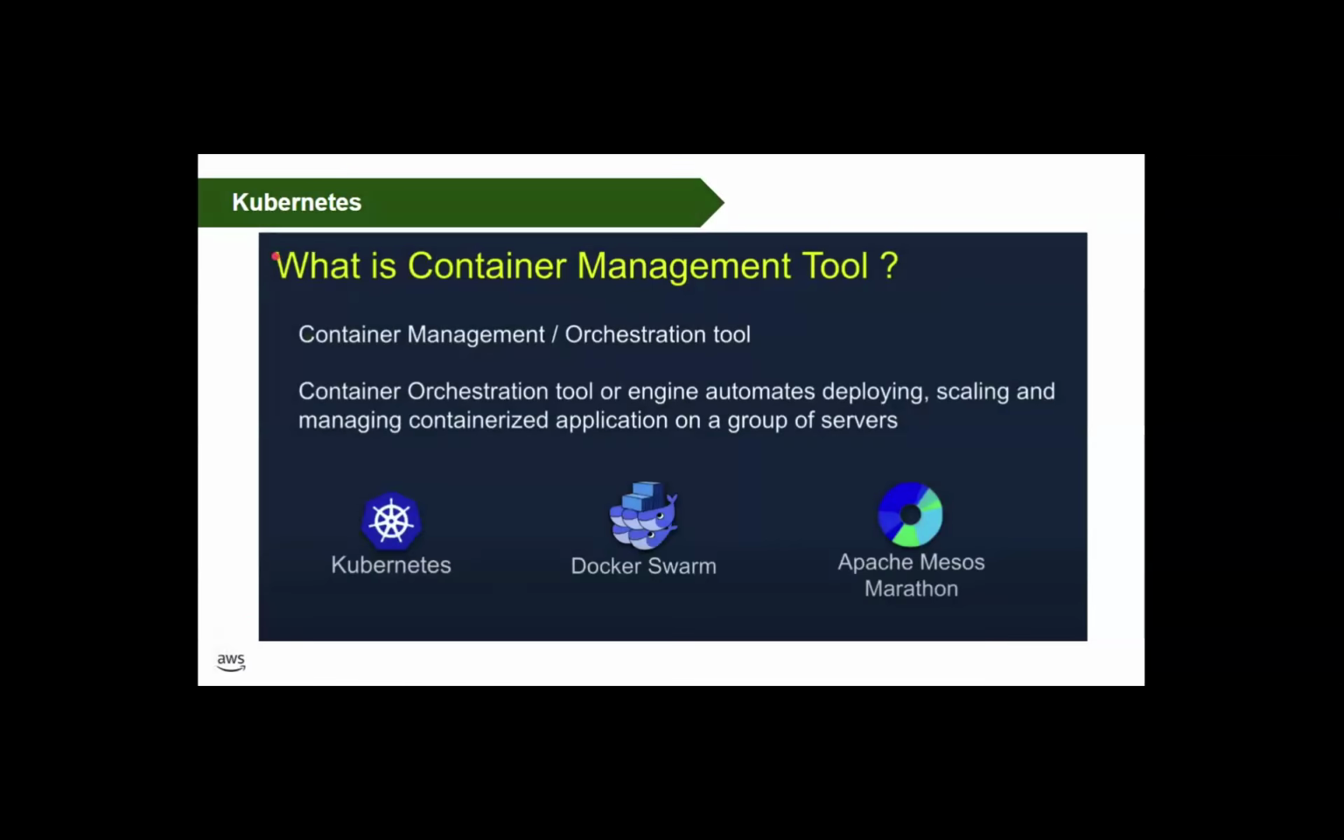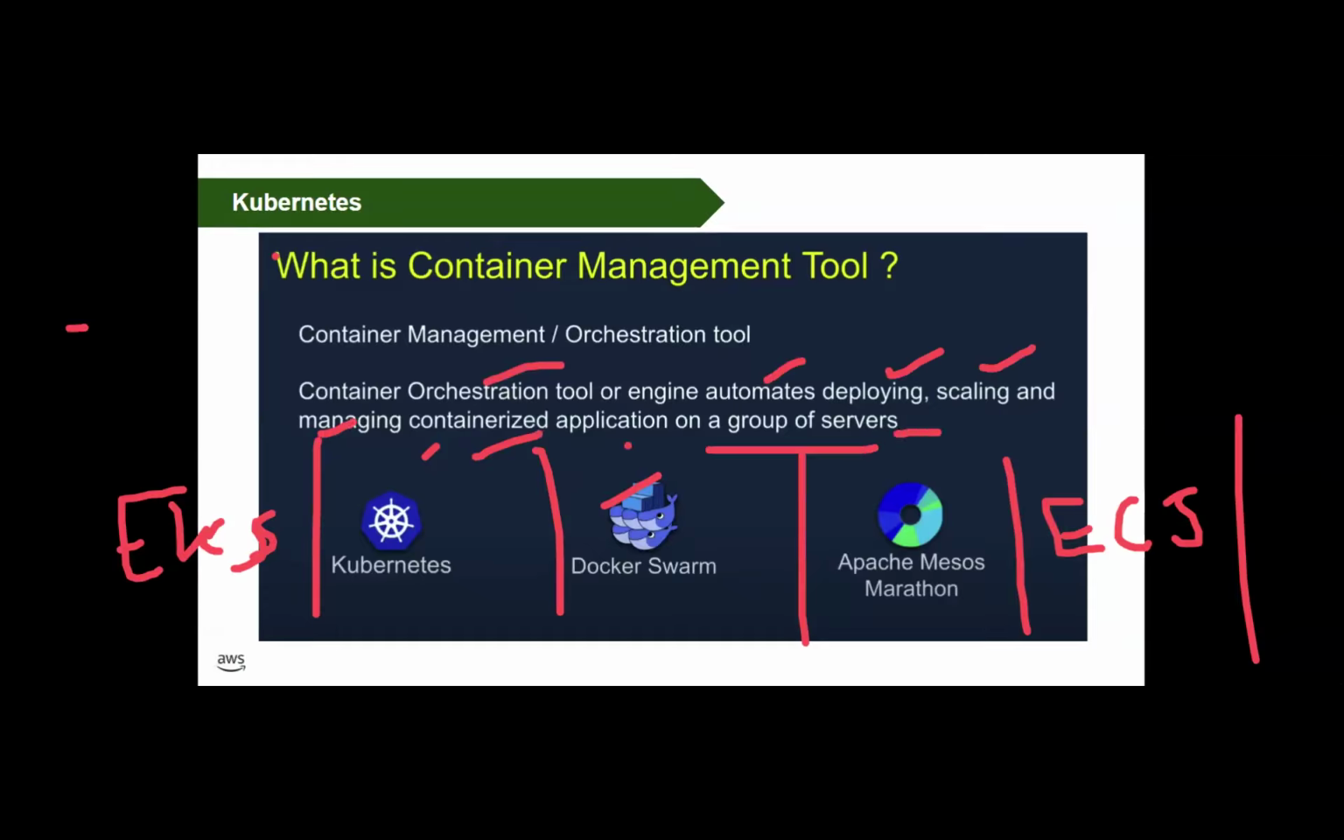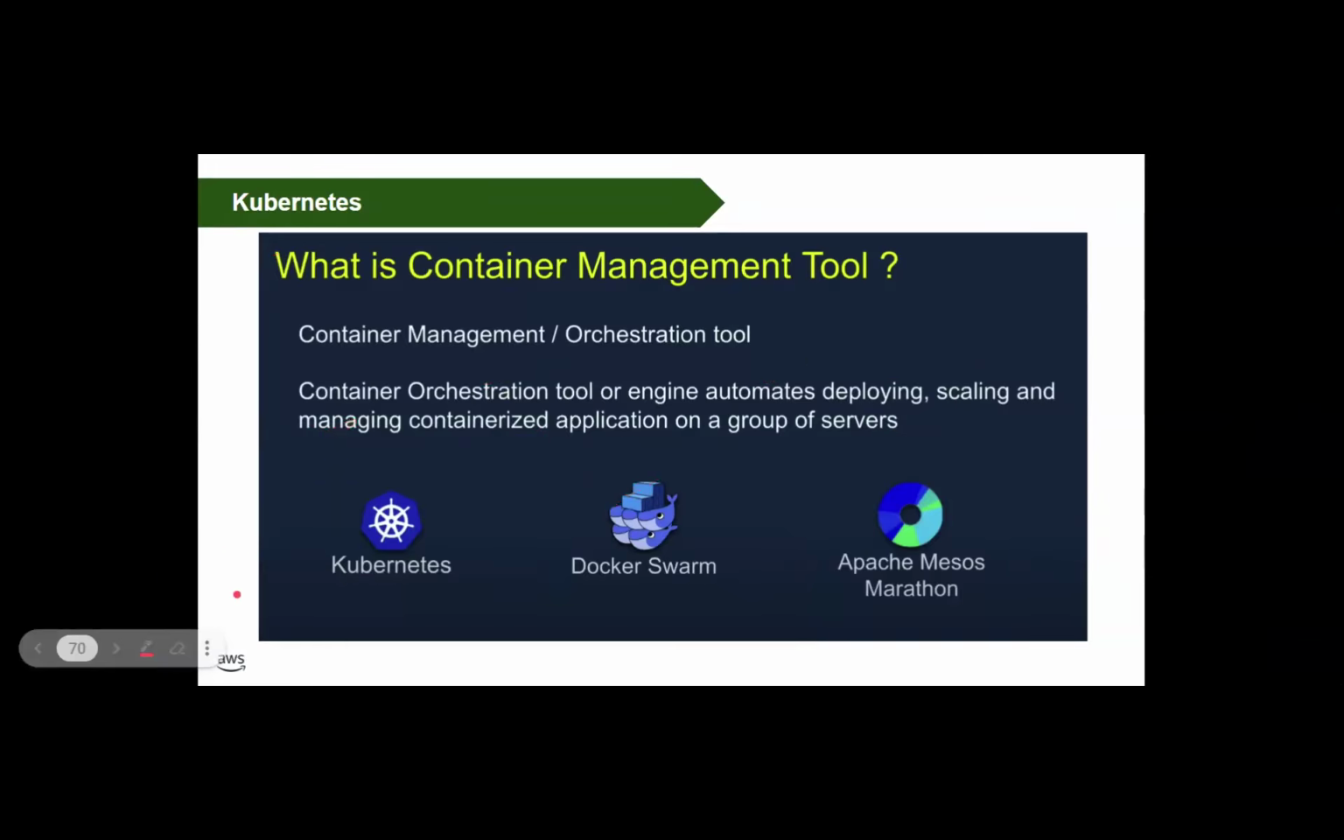As for container management tools, there are a lot of tools. One is Kubernetes, another one is Docker Swarm, doing the same job. Another one is Apache Mesos Marathon, and in AWS we also have ECS and EKS. It is the main orchestration tool which automates the deployment, scaling and management of containerized applications on a group of servers. How you deploy and scale on a group of servers can be done with the help of Kubernetes.